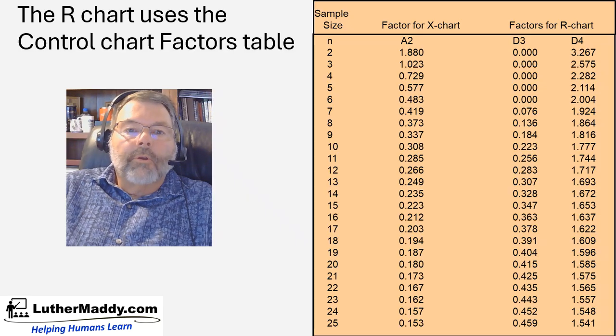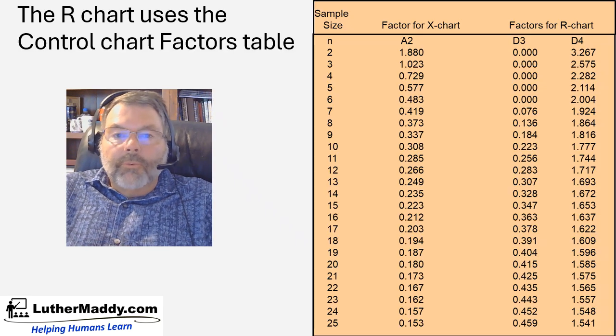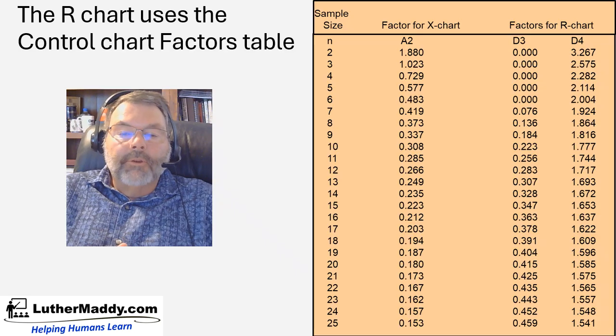The next chart we're going to create is an R chart, and of course R stands for range. Now we used range before, but that was the mean of the ranges. Now we're actually going to chart the actual ranges themselves for each day. In order to do that, we're going to need two additional factors for the R chart, the D3 and the D4, and we find those on the control chart factors table. We'll step you through creating an R chart now.